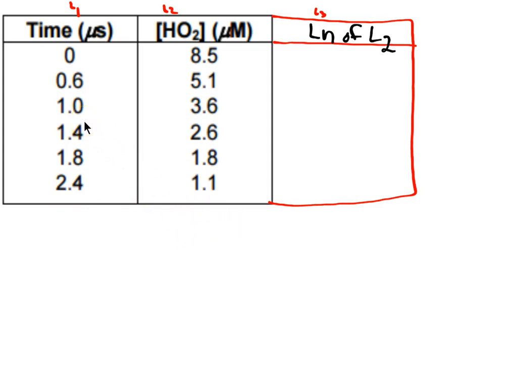Okay, so in L1, all you do is input that data right there. So you got your 0, your 0.6, and you don't need to have me talk. I'll go ahead and put those in. All right, and your 2.4. And then in L2, you put that data in.